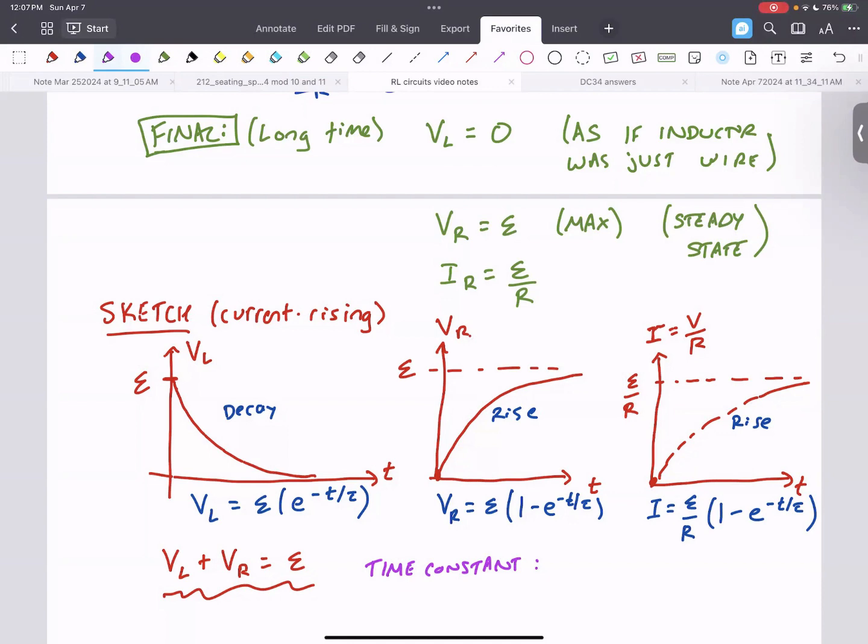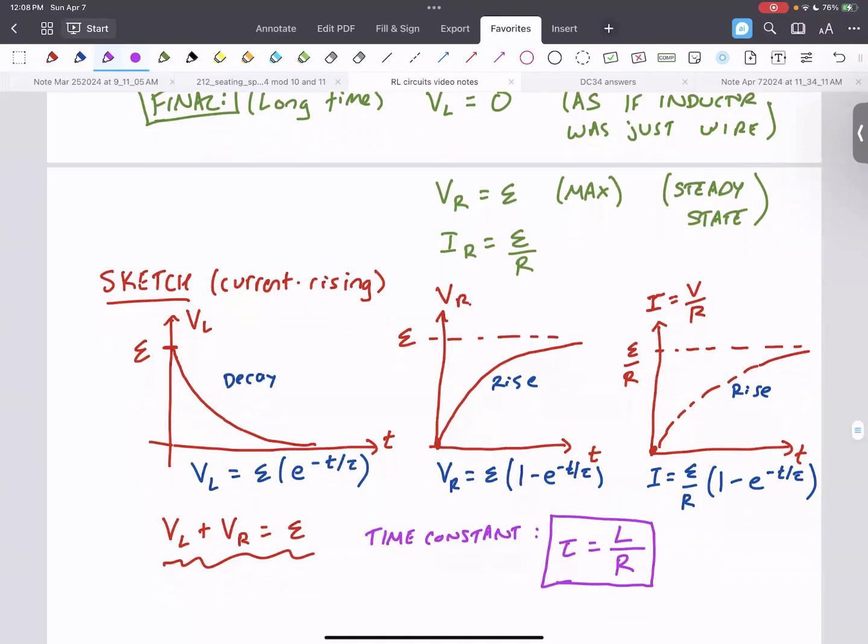But for now, we'll just say that the time constant for this circuit is equal to L, the inductance, divided by R. So the bigger the resistance, the smaller the time constant. And the bigger the inductance, the bigger the time constant, the more it can fight. So it's kind of like a war between the inductance and the resistance. They're not complementing each other, they're fighting each other. So you get this L over R behavior.